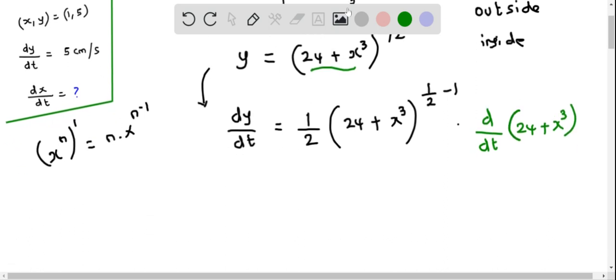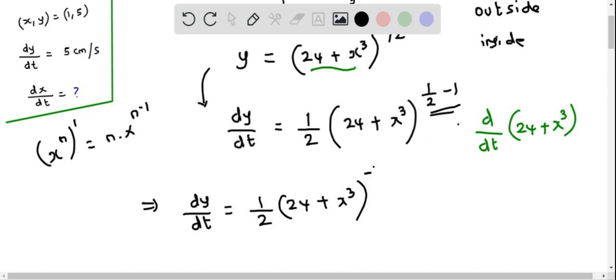So let's simplify this. We have dy/dt, which is the rate of change of y with respect to time, and this equals 1/2. We can rewrite this: 1/2 minus 1 is negative 1/2, so I'm going to put (24 plus x cubed) raised to the power of negative 1/2. In fact, we can rewrite this expression in terms of positive powers, because we know that x raised to the power of negative 2 can be rewritten as 1 over x raised to the power of positive 2.